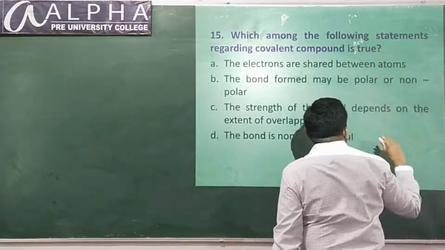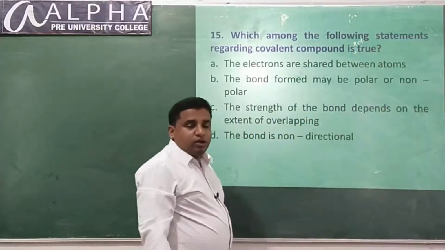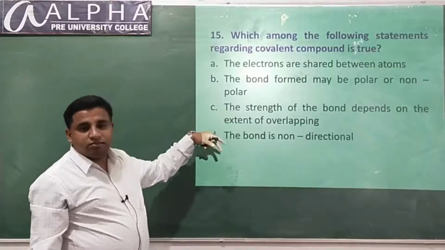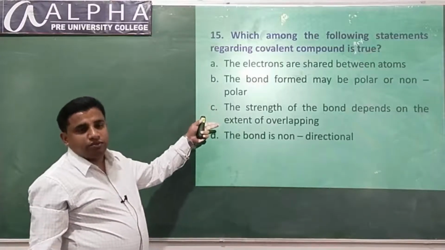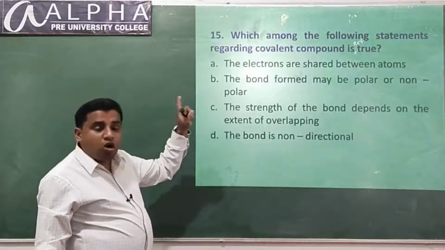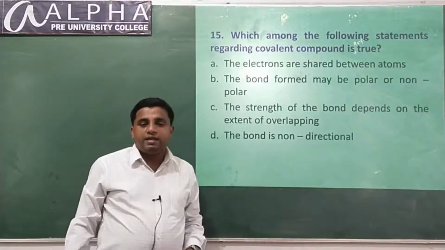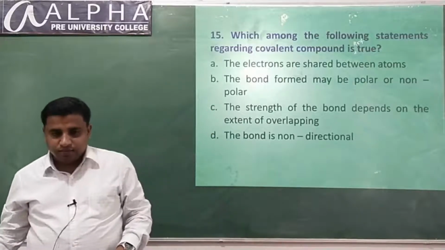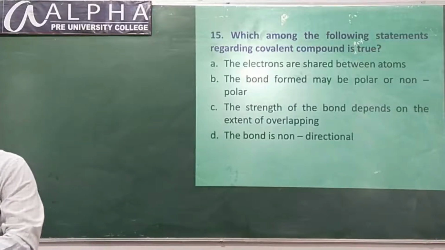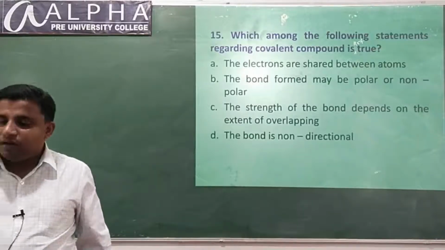If the question is asking for the true statement, then we get so many answers. It's a multiple answer question. But if the question is asking for the statement that is not true, then we have only one answer. So which among the following statements regarding covalent compound is true?